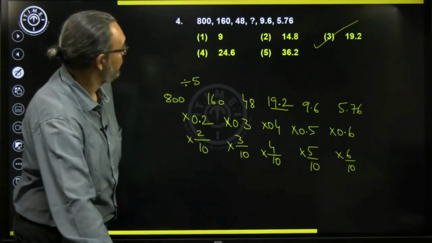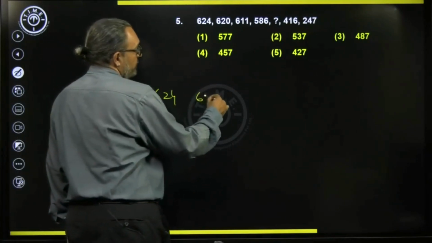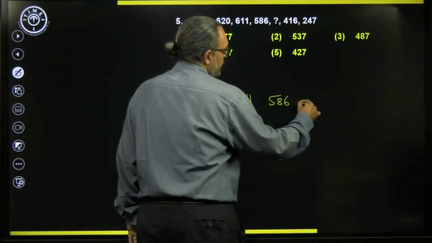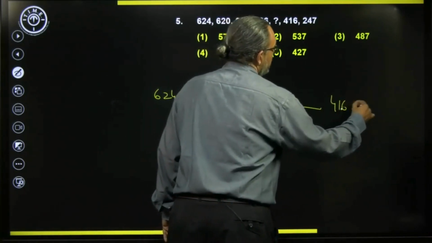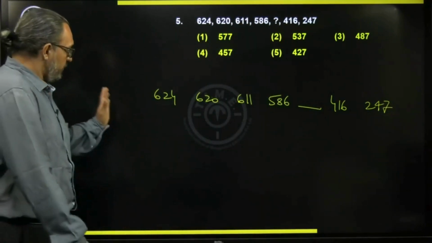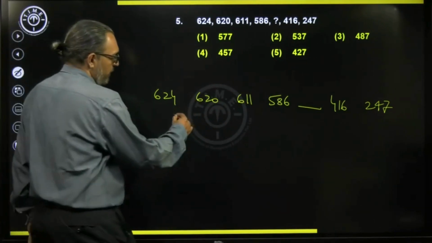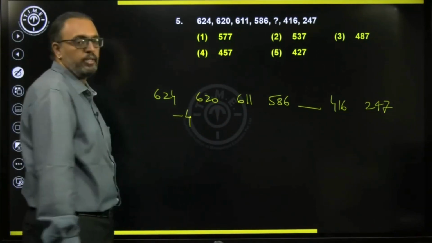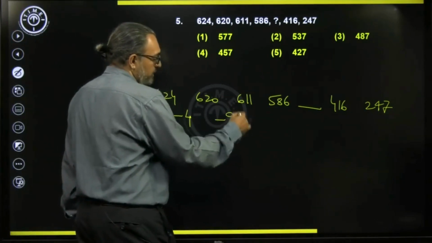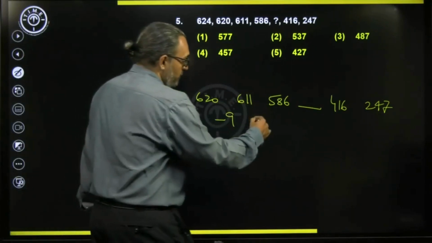Then next we have 624, 620, 611, 586, blank, 416 and 247. Now see, these are decreasing. So let's take subtraction. So here how much I am subtracting? Minus 4 I am subtracting. Okay. Then here how much am I subtracting? Minus 9 I am subtracting. Correct? And here how much am I subtracting?